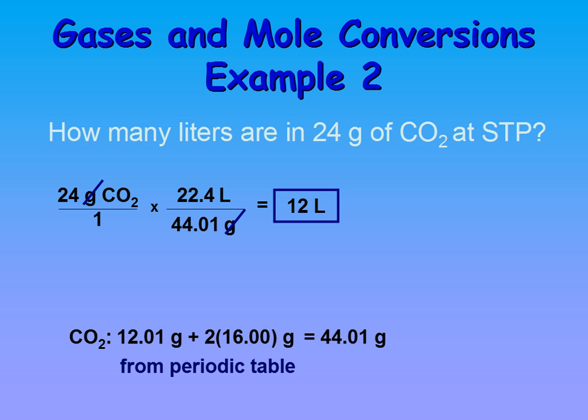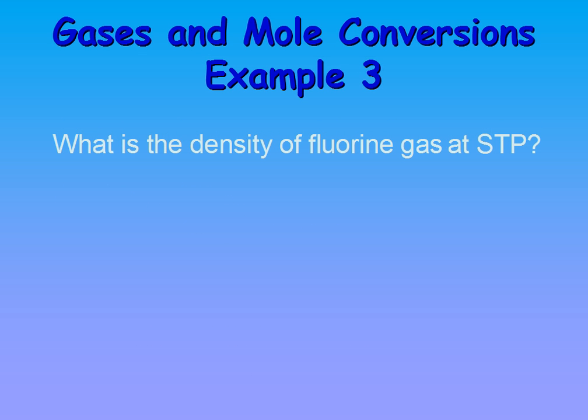Our last conversion is a little bit different because we're going to be finding density. We've done density before, but not with gases at STP. Density, if you remember, is mass over volume. And the only thing we know about STP so far is that when we have 1 mole of a gas at STP, we have the molar volume of that gas, 22.4 liters.